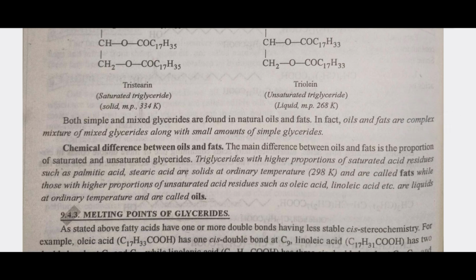Both simple and mixed glycerides are found in natural oils and fats. In fact, oils and fats are complex mixtures of glycerides along with small amounts of free fatty acids. Chemical difference between oils and fats. The main difference between oils and fats is the proportion of saturated and unsaturated glycerides.